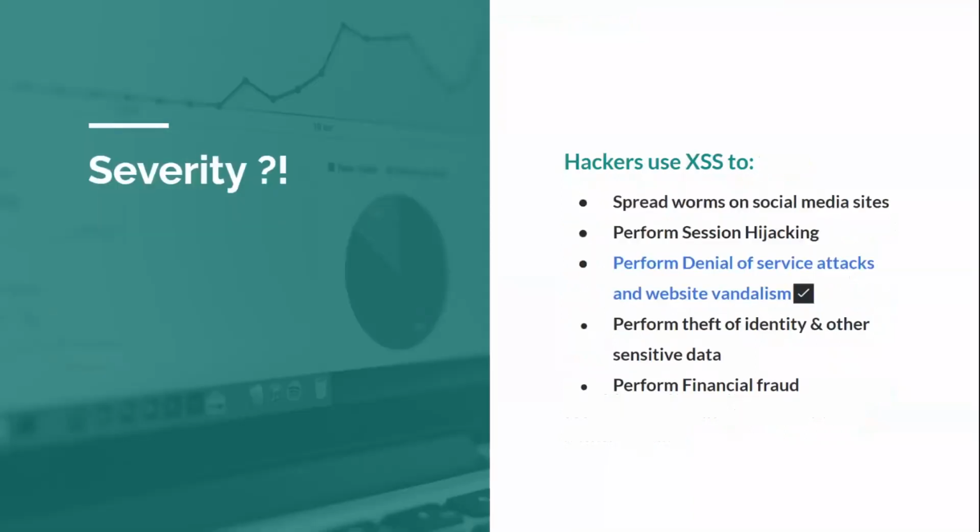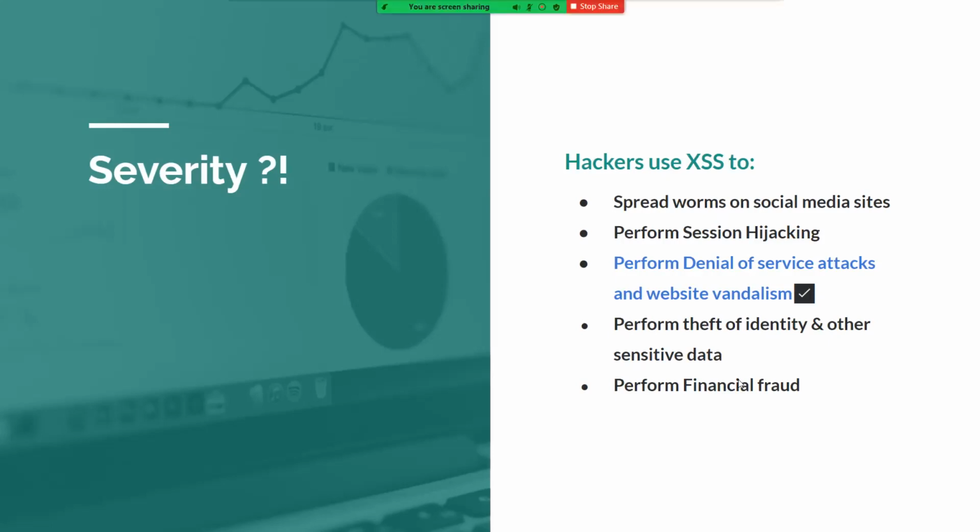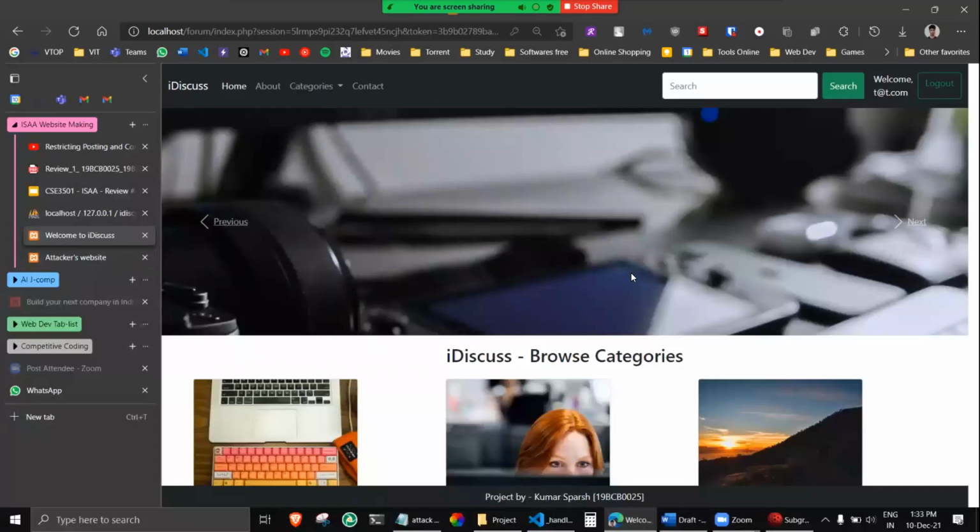The severity of the XSS attack is mainly spreading worms on social media, as well as performing session hijacking, denial of service attacks, website vandalism, theft of identity and other sensitive data, and financial fraud. We are going to demonstrate denial of service and website vandalism in our demonstration. And how are we going to protect against this?